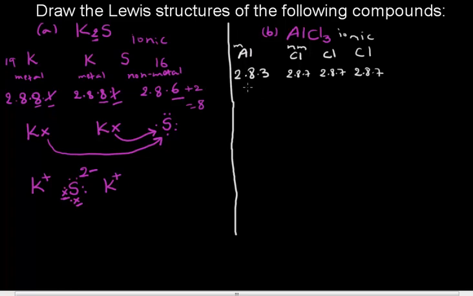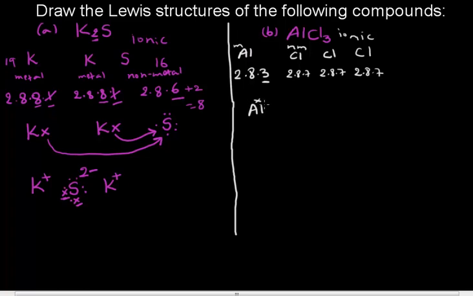So again, the goal is metals have fewer valence electrons, so they tend to lose electrons. So aluminum has 3 valence electrons, so for this aluminum atom to become stable, it can lose 3 of its valence electrons to the 3 chlorines. So let's show the valence electrons of aluminum here.